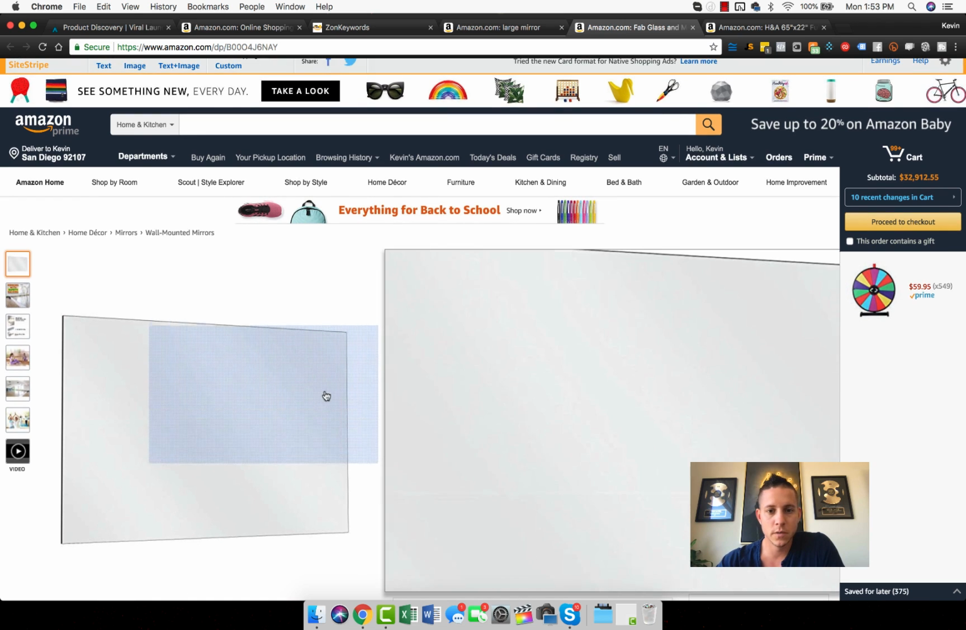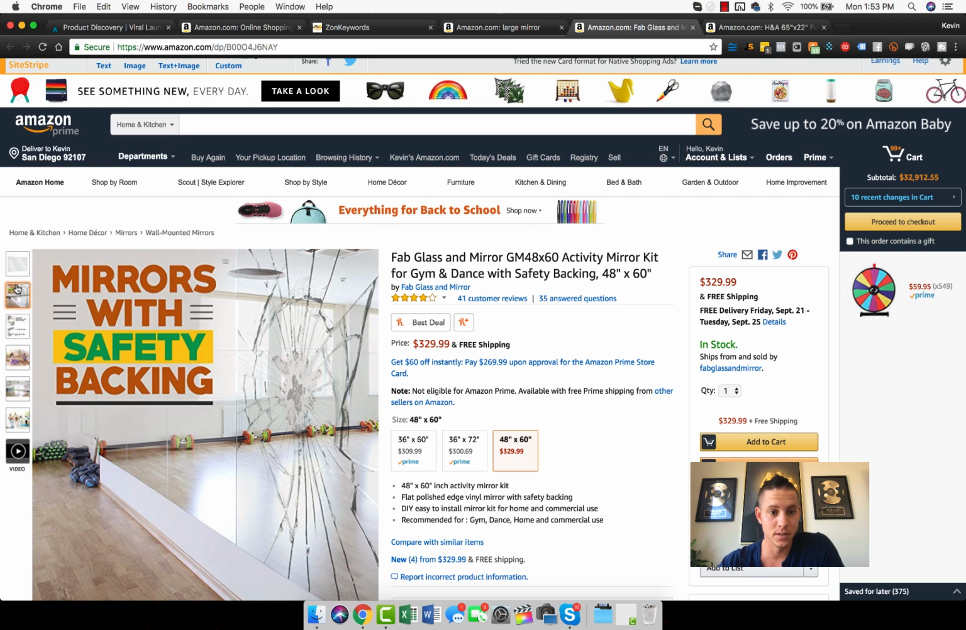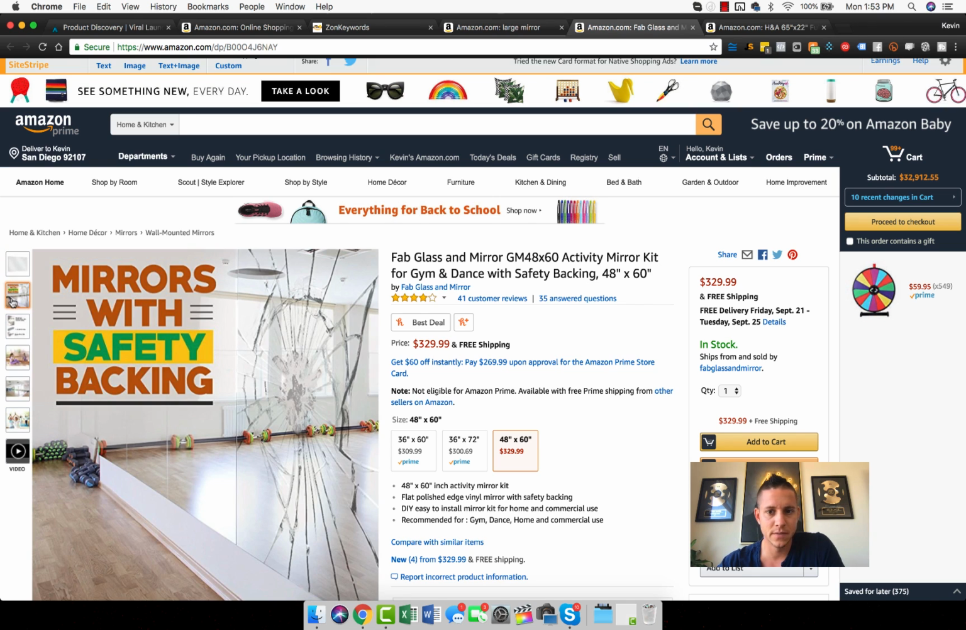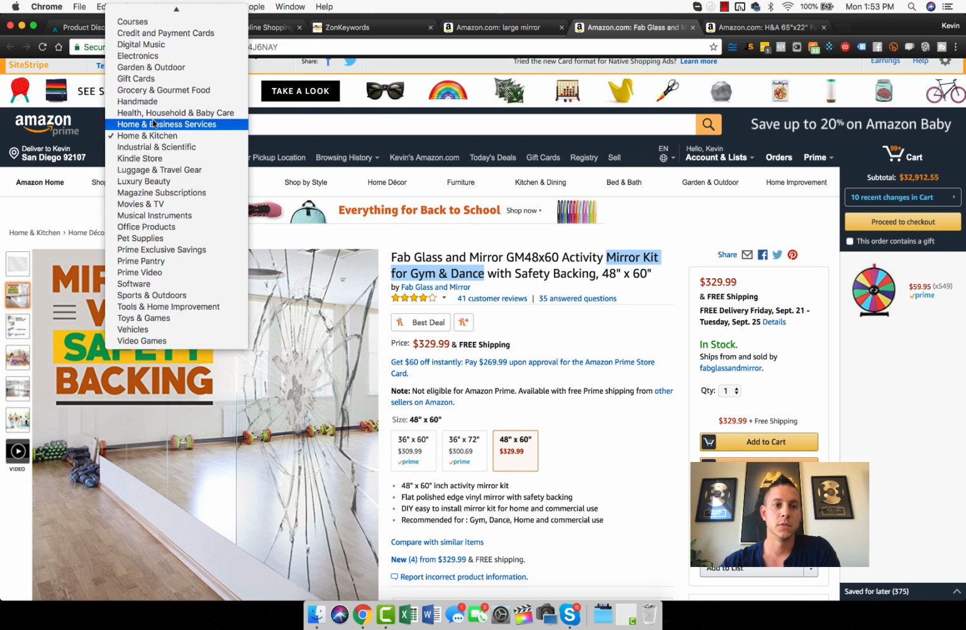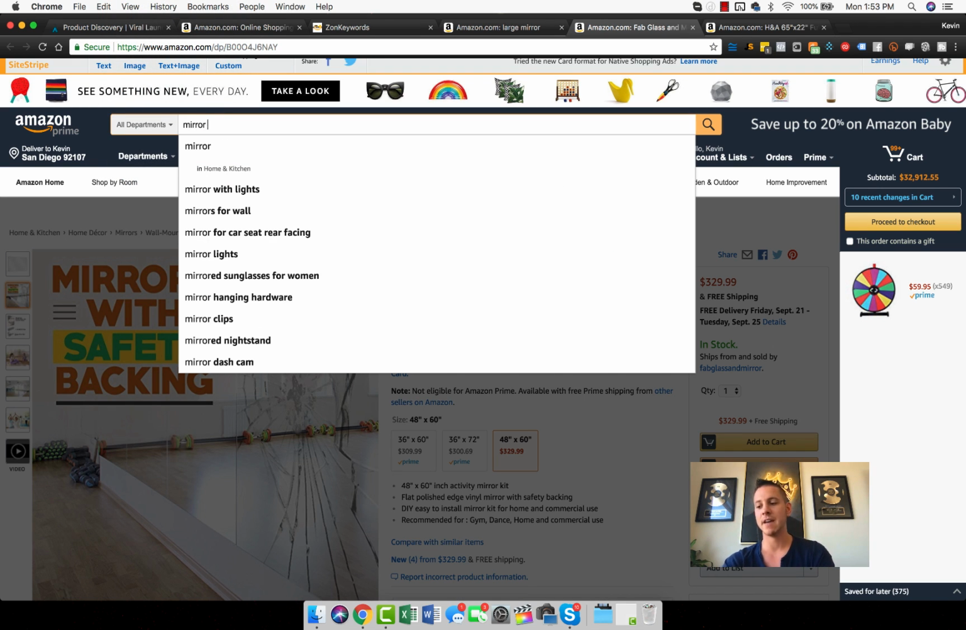So 41 reviews, 4-star average. I can't even tell that this is a mirror, to be honest. It looks absolutely terrible. But it looks like mirrors with safety backing. Okay, mirror kit for gym and dance. That's interesting. Let's take a look. But you guys see what I'm doing. Everything makes me curious on Amazon.